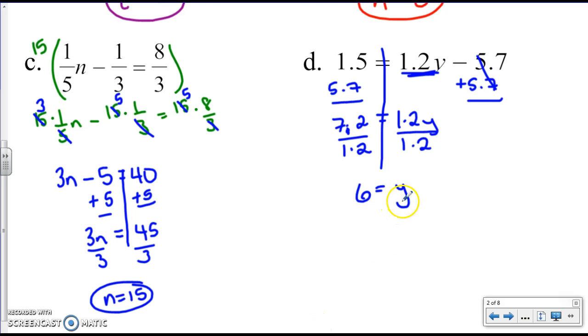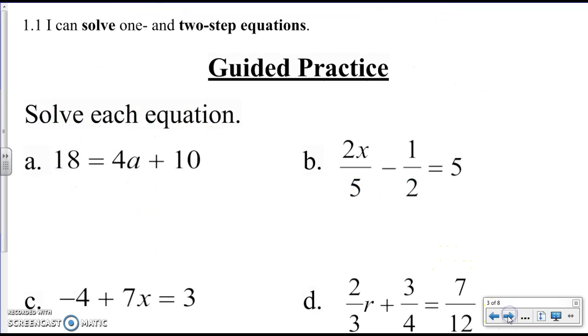Okay, so 6 equals y. We can check this by plugging it back in. Do 1.2 times 6 minus 5.7, and you should get 1.5. Okay, so that's pretty much it for two-step equations.